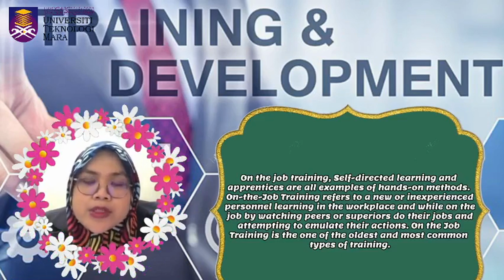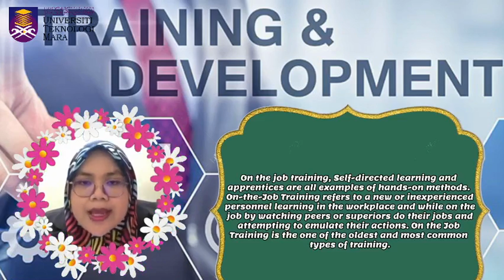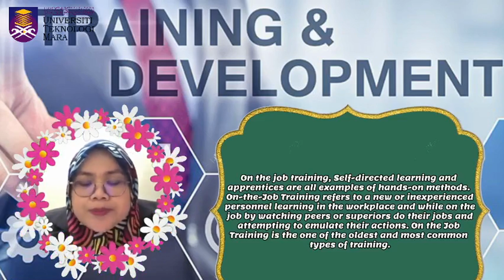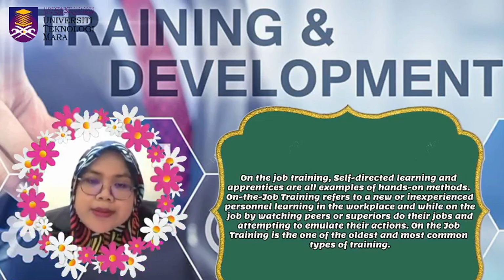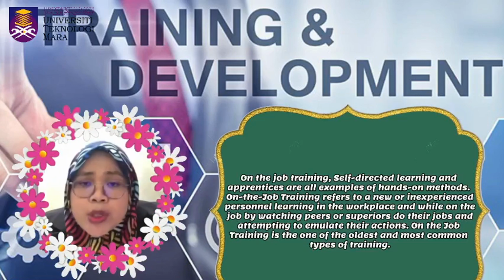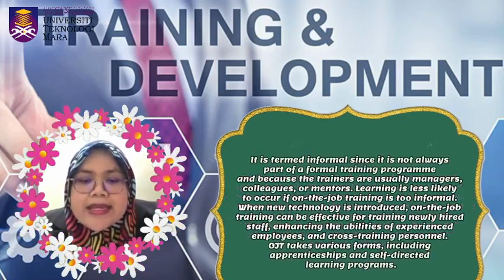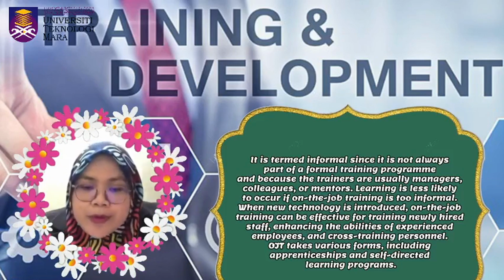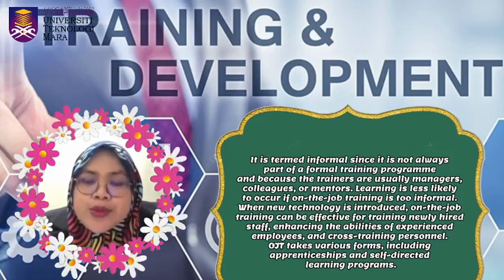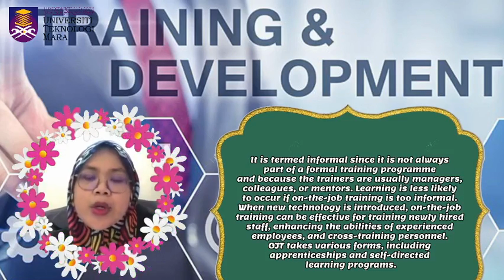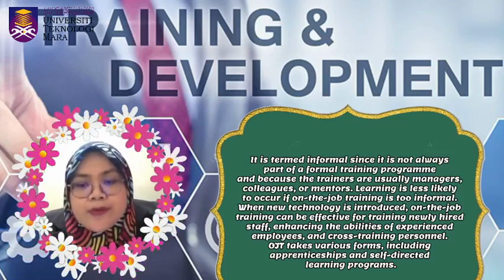On-the-job training refers to new or inexperienced personnel learning in the workplace, while on the job, by watching peers or superiors do their jobs and attempting to emulate their actions. On-the-job training is one of the oldest and most common types of training. It is termed informal since it is not always part of a formal training program and because the trainers are usually managers, colleagues or mentors. Learning is less likely to occur if on-the-job training is too informal.